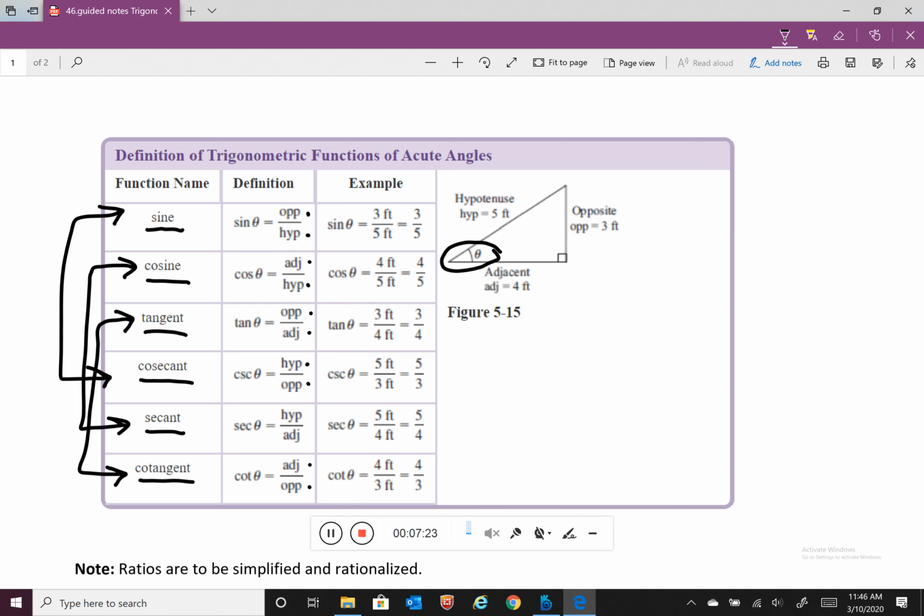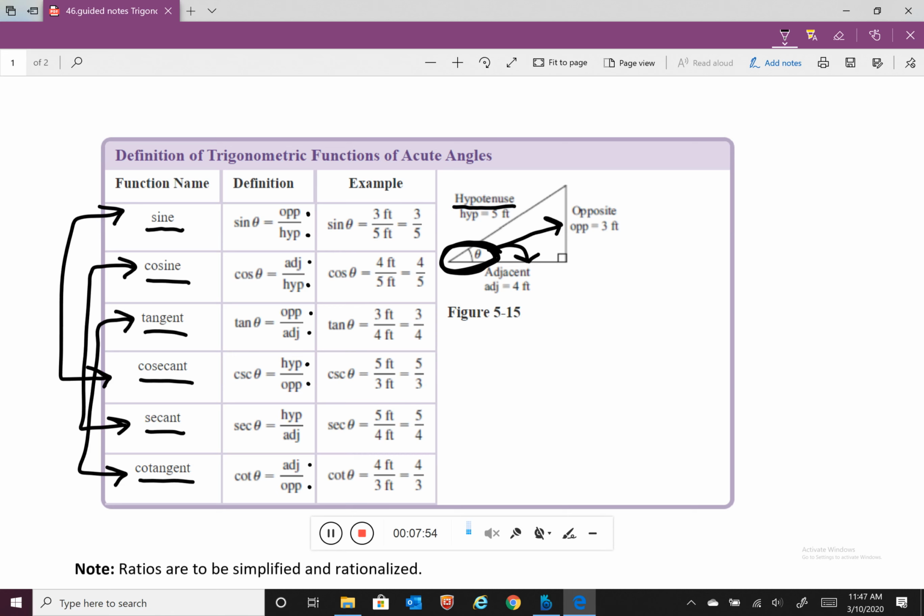And so in relation to our angle, we have the opposite side, the adjacent side, and the hypotenuse. Hypotenuse is not in relation to any angle. It is the longest side. It is the side opposite our 90-degree angle. So we don't talk about it in terms of relationship to our angle of interest, theta. It is just the hypotenuse.